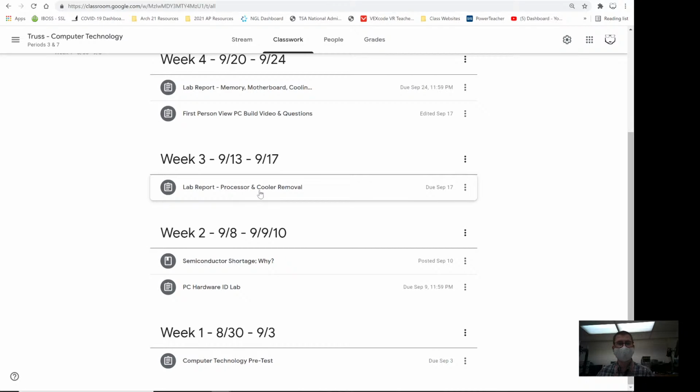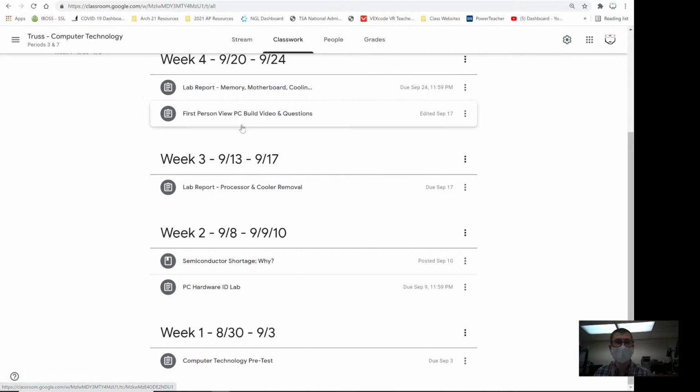So we pulled out the processor and the cooler that was on top of the processor first, and then students are expected to write up a lab report. What was the process? What were the tools used? What was the intended purpose of the lab? What was learned? What was surprising? And is there photographic evidence of doing that?